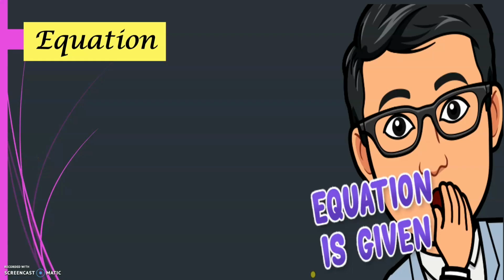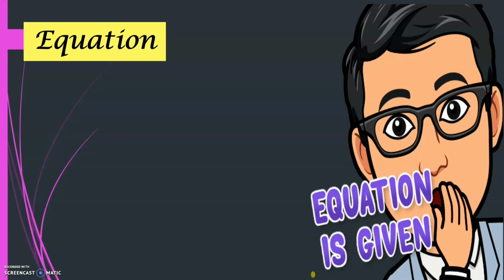What if the given is an equation? How are we going to find the slope? Remember last time, we had discussed that a linear equation in two variables can be written in different forms. So it can be written in slope-intercept form, it can be written in point-slope form, general form, or standard form.